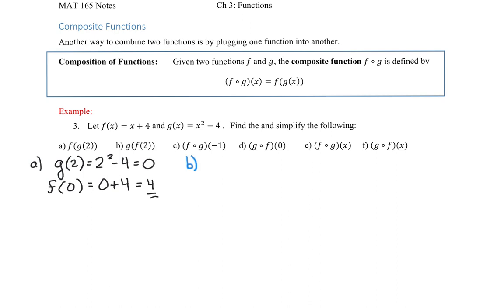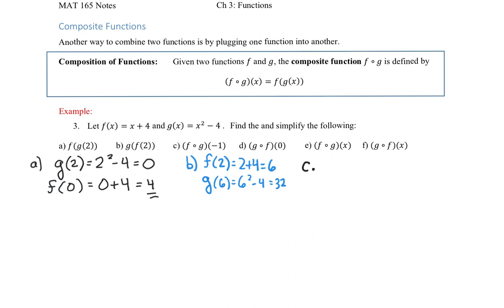Moving on to letter B. Now let's notice f of 2 is the inside function, and g is the outside function. So we have to figure out f of 2 first before we can plug that value into g. So figuring out f of 2, we'll get 6, and now we're going to take that answer, 6, and plug it into g. So g of f of 2 will equal 32.